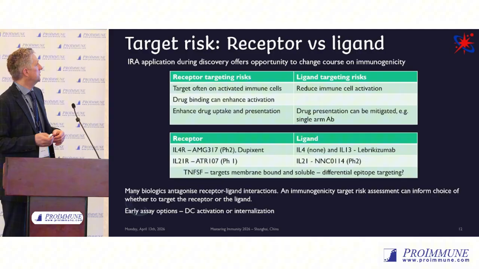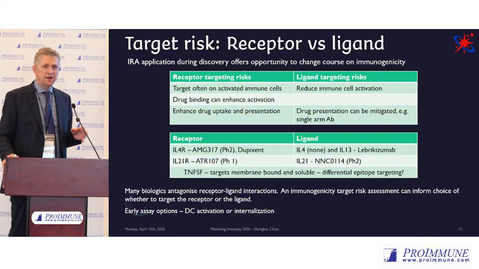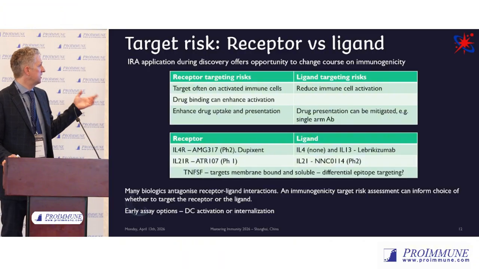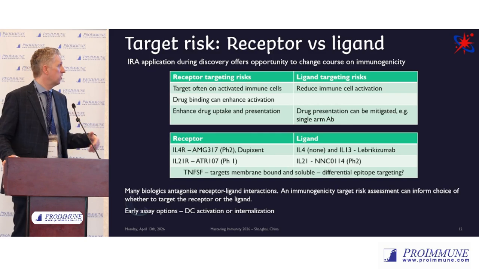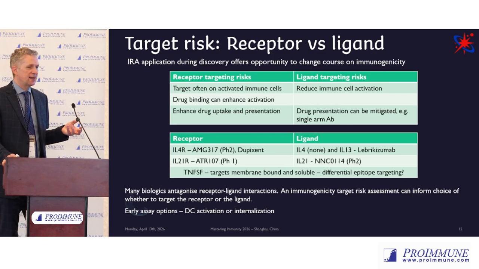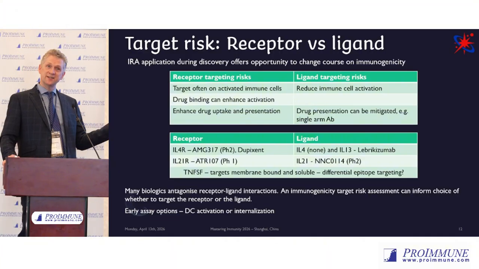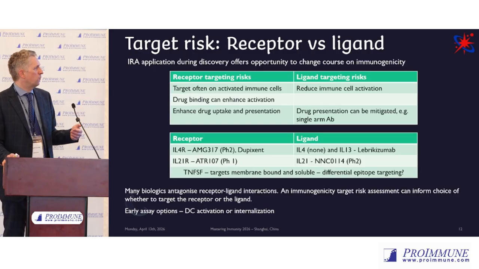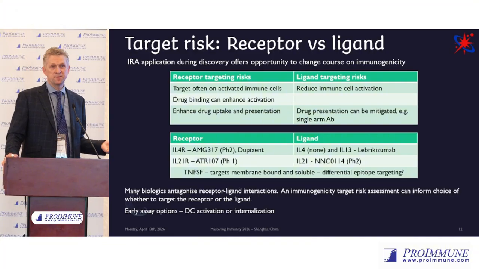So just to get a bit into this target risk about receptor versus ligand. If you have a choice early on, you might look at what's my risk of targeting that receptor. In this case, the ATR-107 was an IL-21 receptor. So we're looking to block that receptor, but that led to the uptake of the protein, which we could see nicely in the ProPresent assay. And there may be other ways, potentially less immunogenic, if you're targeting the ligand rather than the receptor.